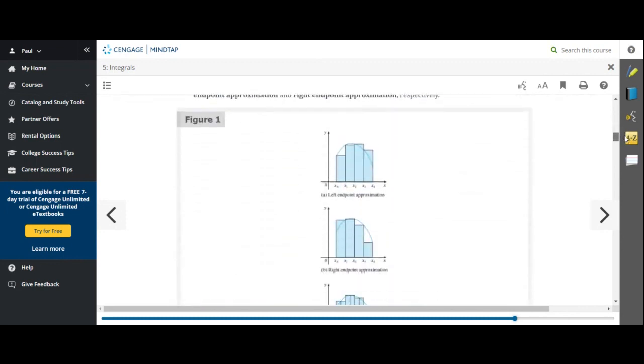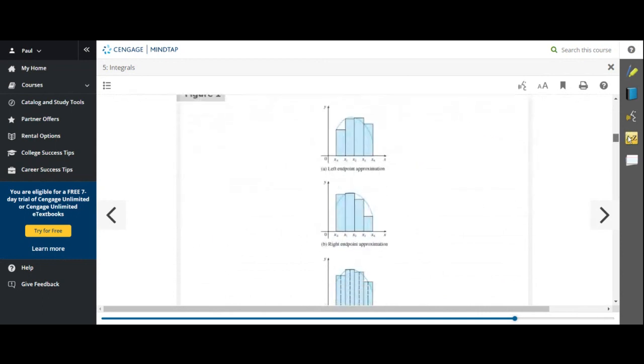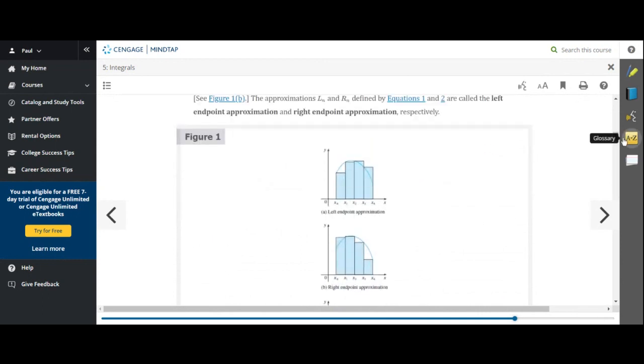I'm going to go right to the picture here. They're showing you some ways to do this. In figure 1, you have what's called the left endpoint approximation. They have a function here in blue, and they want to approximate the area under the curve. So they draw some rectangles, but how are they drawing these rectangles?